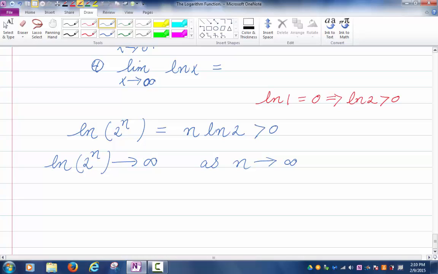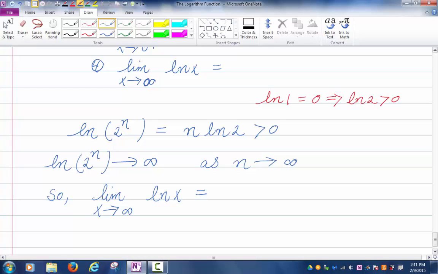What does it imply about the limit of log x? So does it say anything about the limit of log x? What's the limit as x goes to infinity of ln x? Does it say anything about that? Think about that. Think about this.